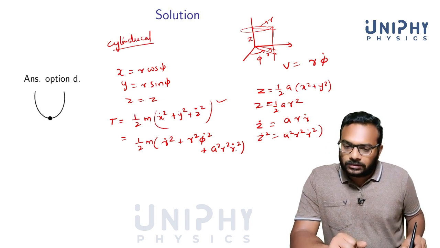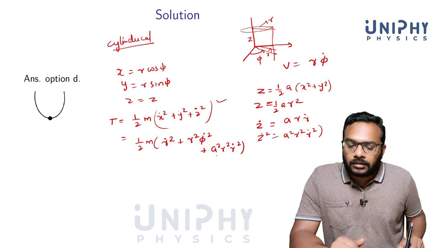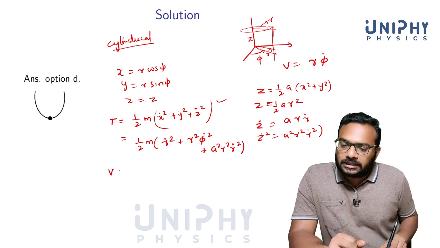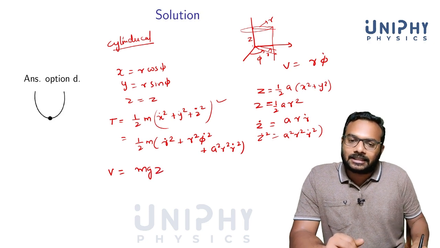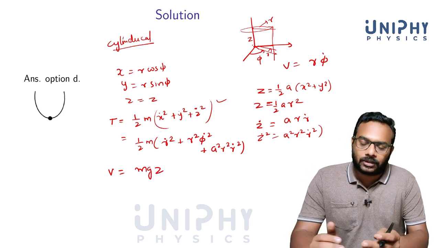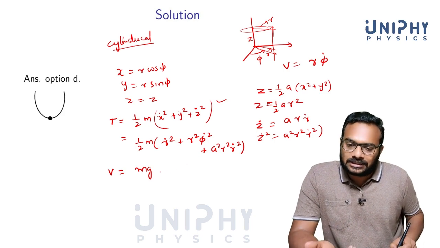So yeah, that's fine. Okay. Now, what about the potential energy? V is equal to mgz. We can take origin as the zero gravitational energy point or the reference point. So, it's mgz. And what's mgz?